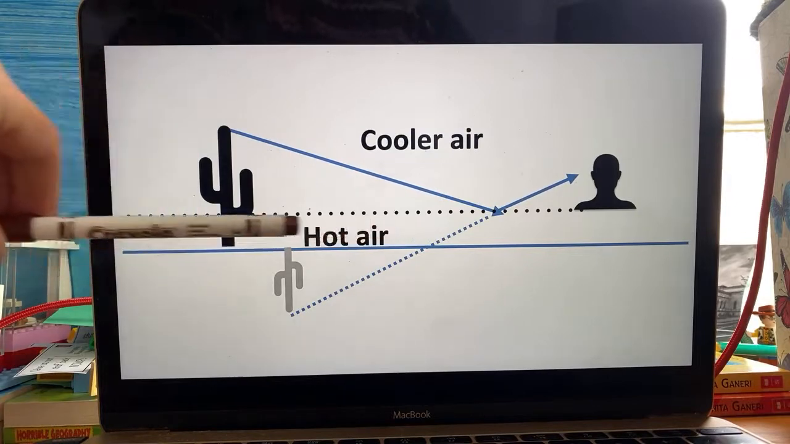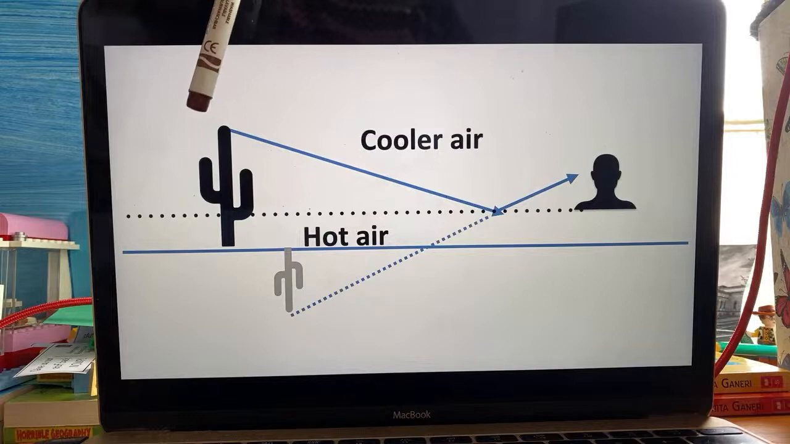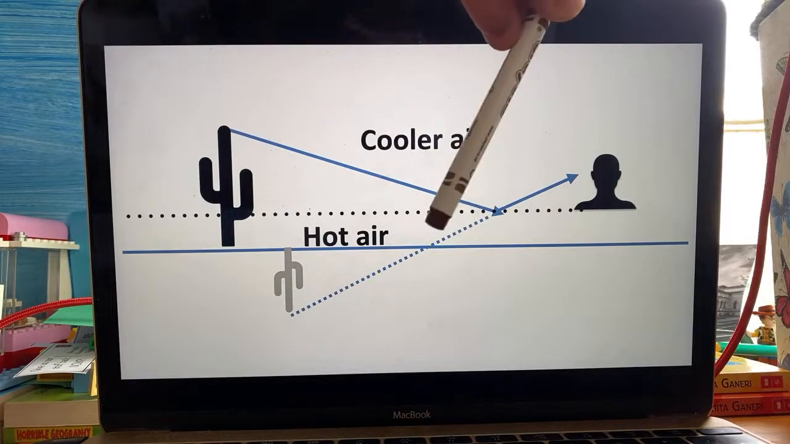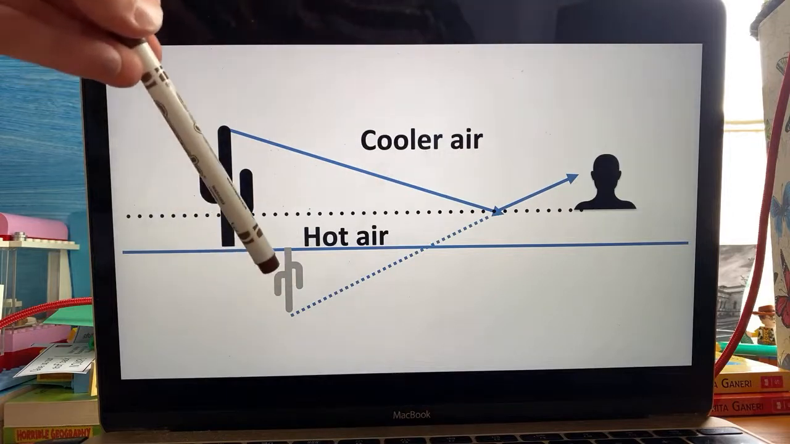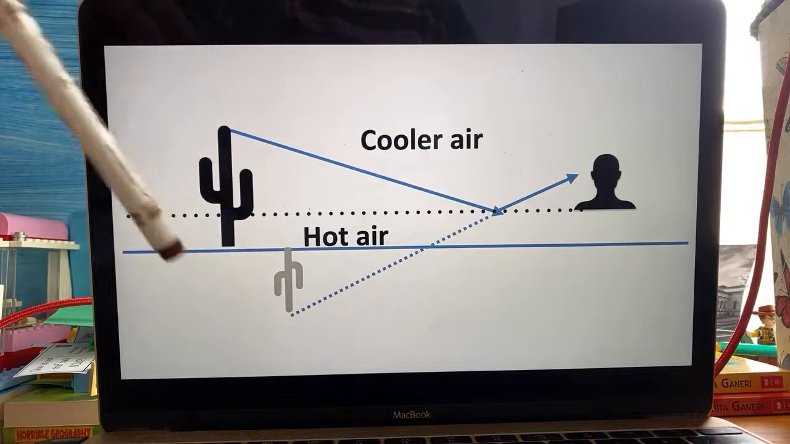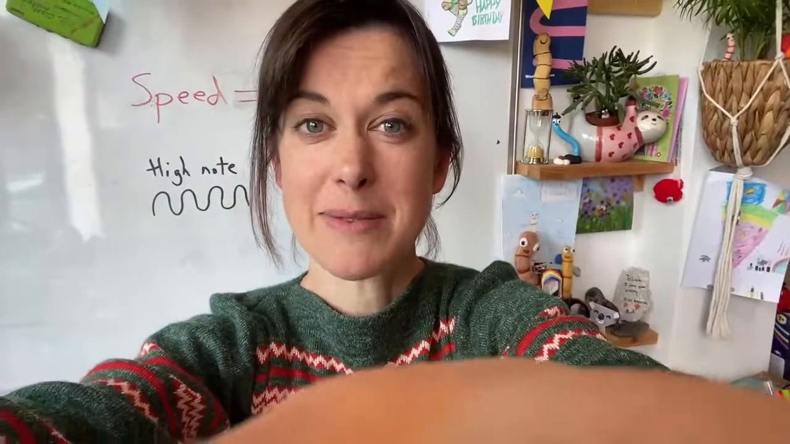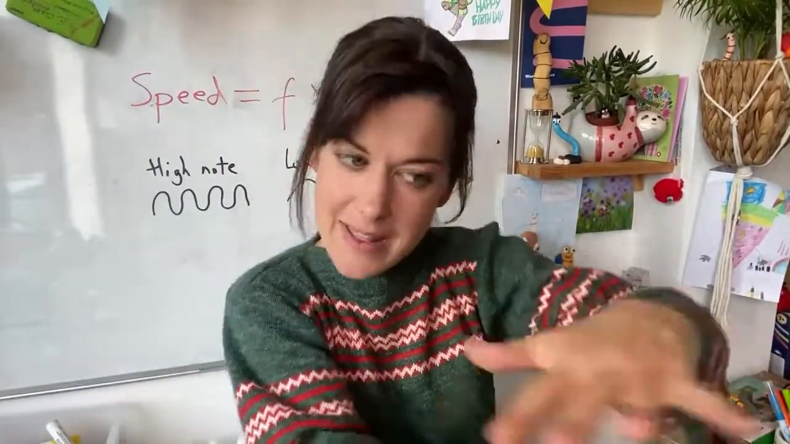The air just above the sand is really hot. So the light travels from the top of this cactus quite slowly. It hits the hot air, the bottom of the wave speeds up, and you get this situation. So the human brain sees an upside down cactus on the ground. And, you know, your brain's quite smart. It sees an upside down cactus on the ground and it thinks, well, there must be some water there. That must be a reflection.